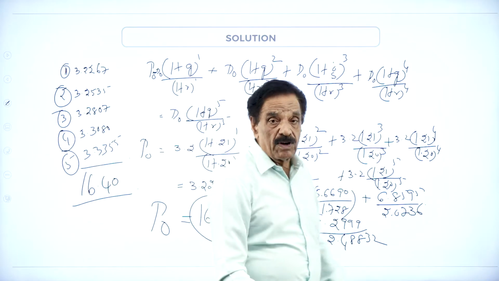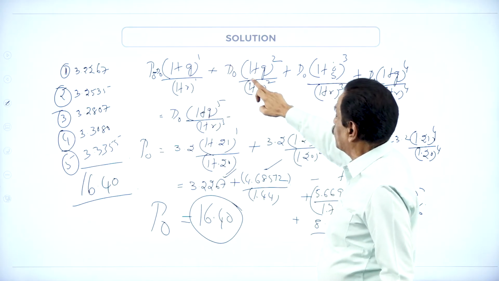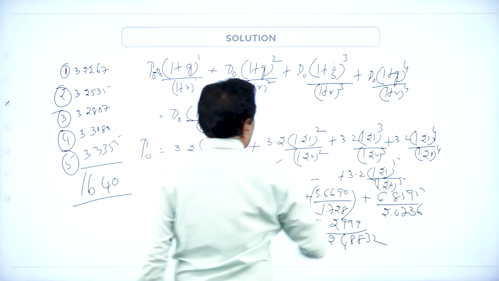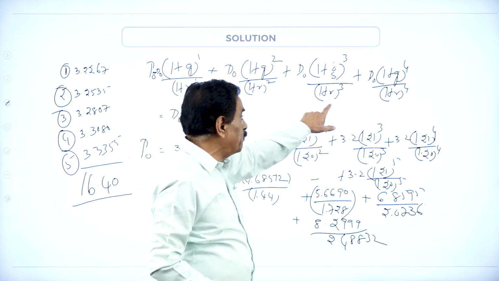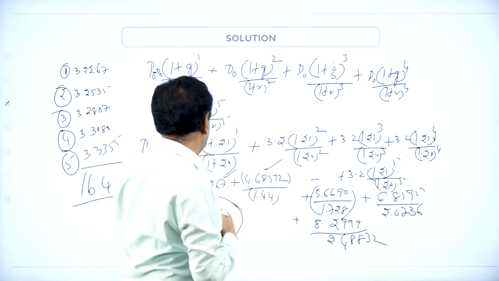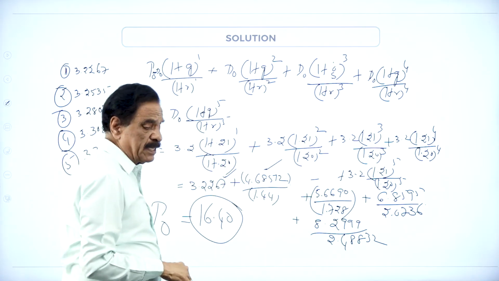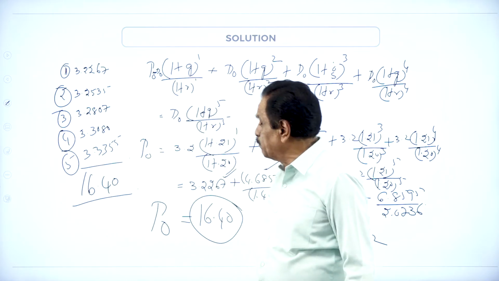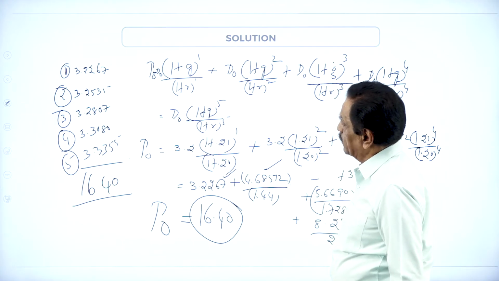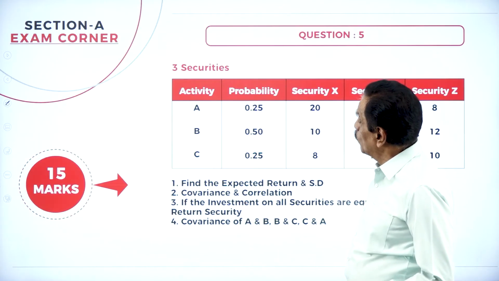You should be very careful here: D1 divided by (1 plus r) to the power of 1, D2 divided by (1 plus r) to the power of 2, D3 divided by (1 plus r) to the power of 3, D4 divided by (1 plus r) to the power of 4. Same thing, you have to apply one by one and simplify. So the present price of the share becomes 16.40. Hope you understand this point. We'll move on to the next problem.